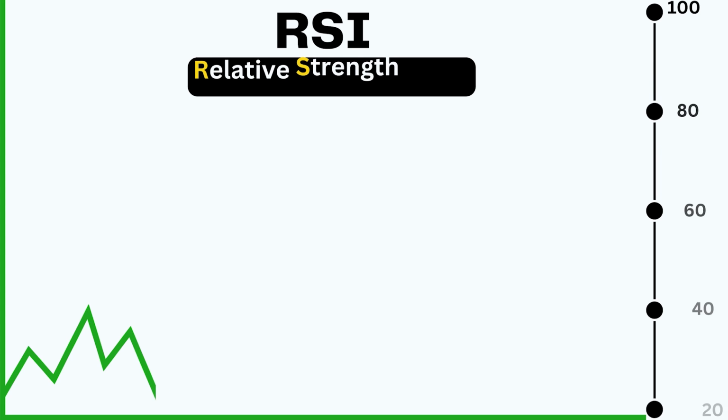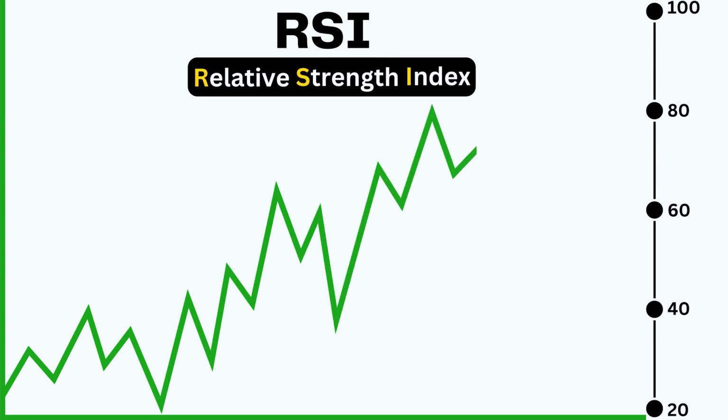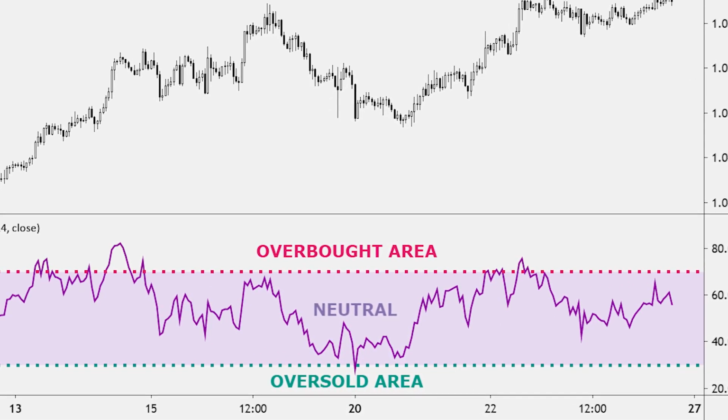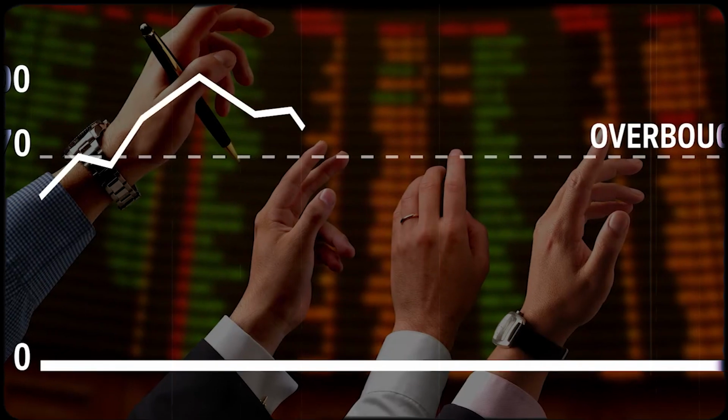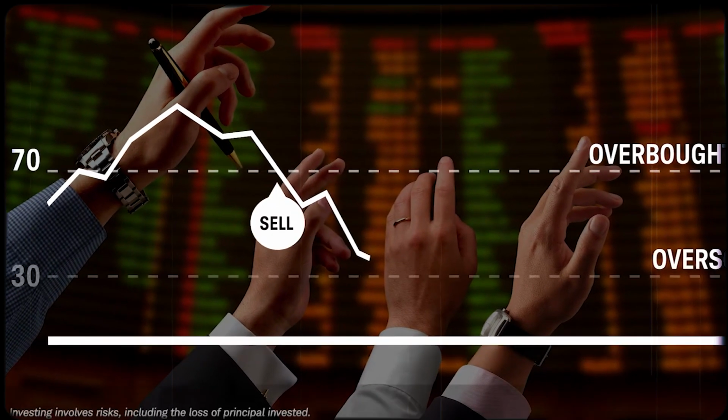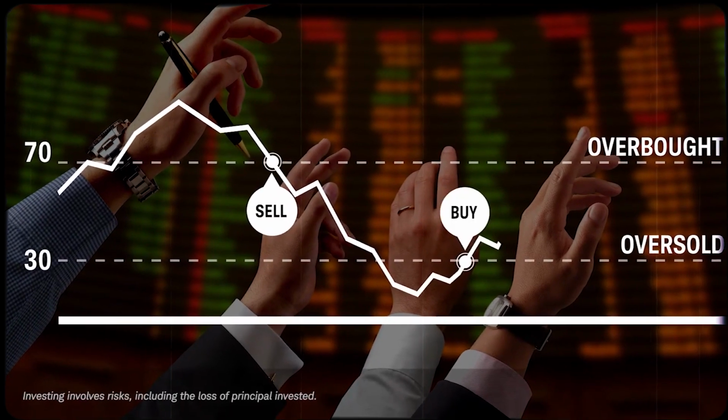RSI measures the speed and changes of price movement. It oscillates between 0 and 100 and is typically used to identify overbought or oversold conditions in a market. An RSI above 70 indicates that an asset is overbought, while an RSI below 30 indicates that it's oversold. It's like checking the market's pulse.